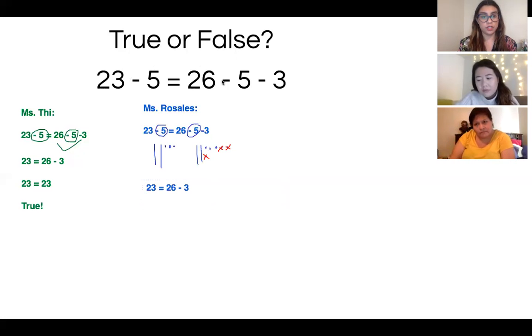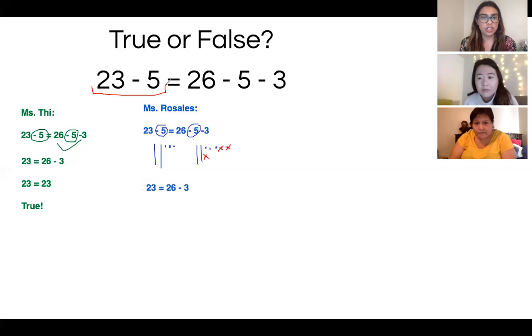Thank you, Ms. Rosales, for sharing your beautiful strategy. And I appreciate the visual because I'm a visual learner, so that helps me really focus on how you got the answer. So some of us need visuals and some of us are like Ms. T, where we can do it in our head quickly and have that fluency.